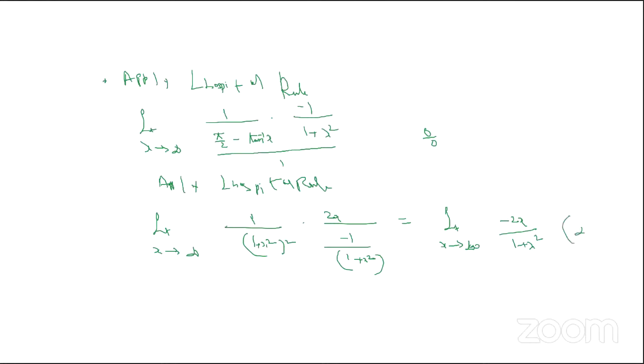Again, infinity by infinity. Then we have to apply again L'Hopital rule. Limit x tends to infinity, so minus 2 divided by 2x. Minus 2 divided by 2x, 2 by infinity. 2 by infinity is 0.